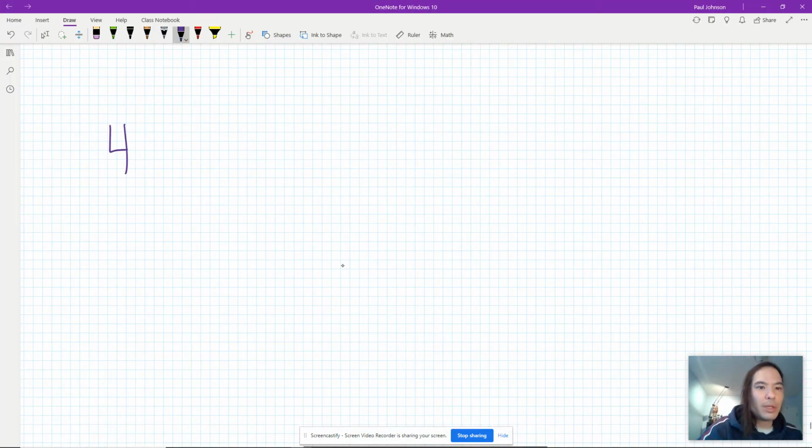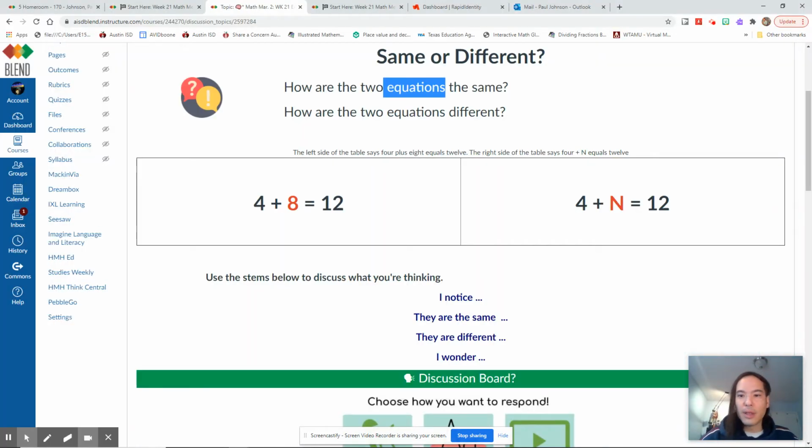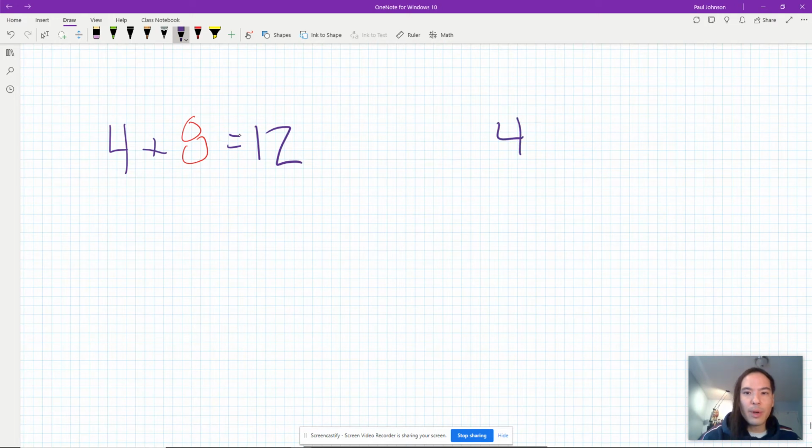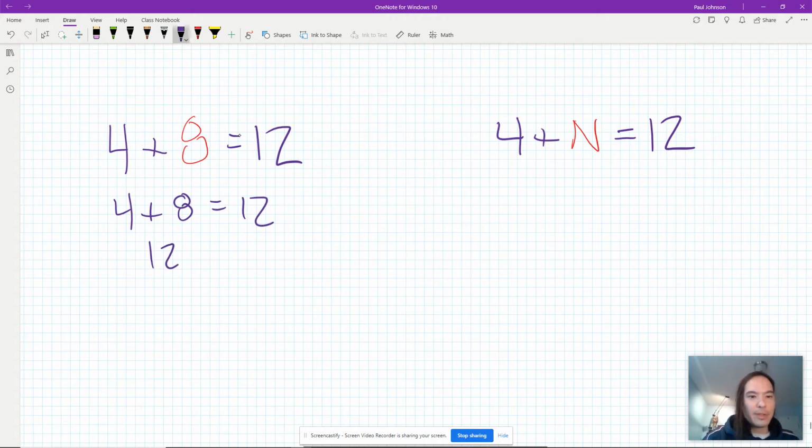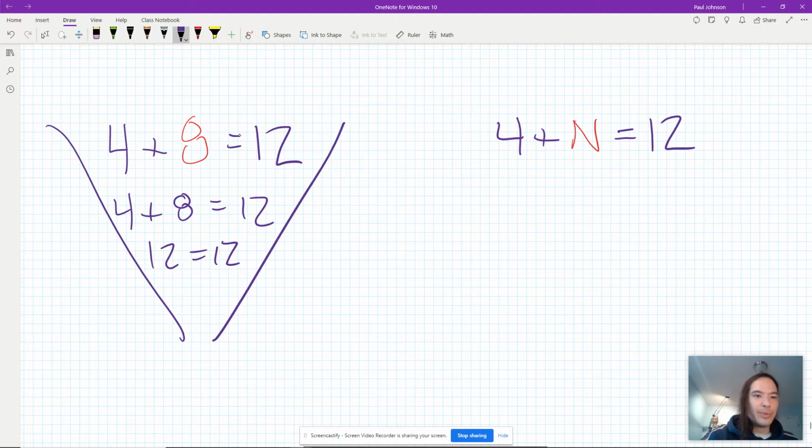We have 4 plus 8 equals 12. And then on this side, we have 4 plus n equals 12. So essentially what we have right here is two versions of the same problem. The first version is complete. Obviously, this makes sense. 4 plus 8 equals 12. So 12 is equal to 12. This is true.